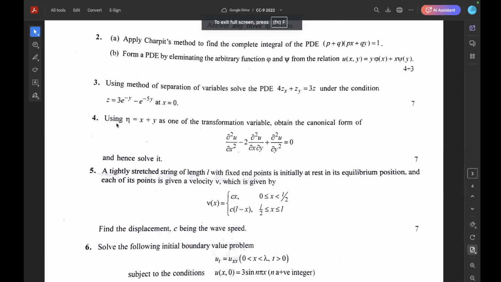Next, question 4. Using eta equal to x plus y as one of the transformation variables, obtain the canonical form of this: del 2u del x square minus 2 del 2u del x del y plus del 2u del y square equal to 0, and hence solve it.